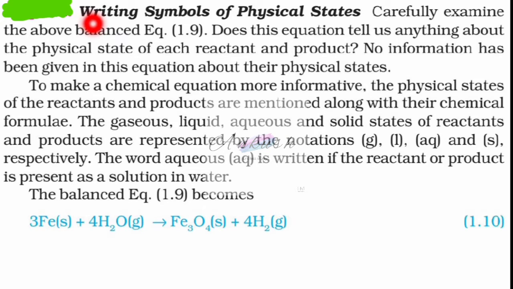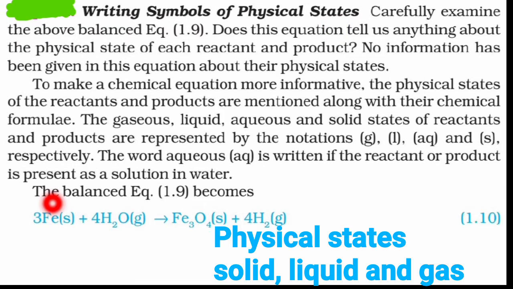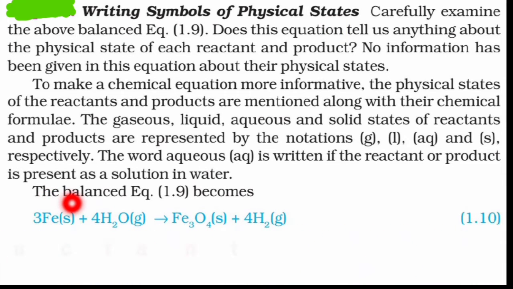Hello everyone. In our previous video we talked about balancing of chemical equations, and in this video we will talk about types of chemical equations, but before that we will talk about writing symbols of physical states. That is, iron is in solid state, as states that it is in solid state. H2O, water, is in gaseous state, and the product Fe3O4, that is the ferrous oxide, is in solid state, and hydrogen is in gaseous state.